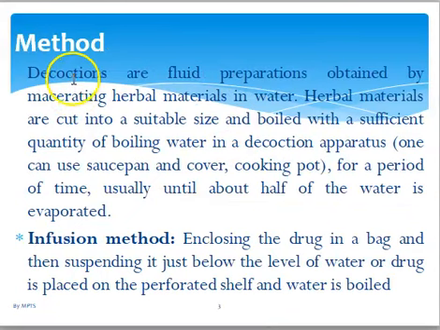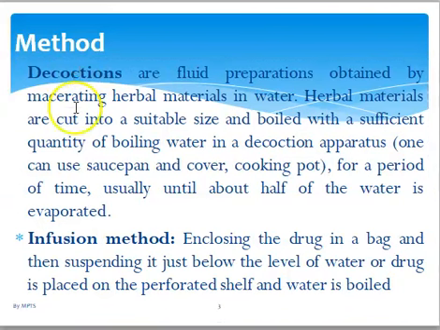Let us define these methods of extraction. What is decoction? This is obtained by macerating the herbal material in water, and the herbal materials are cut into small, sizable pieces. This is a common one which is used by herbalists. The material is cut into sizable particles and then boiled in a sufficient quantity of water in the decoction apparatus for a period of time until it has reduced to half. Of course, you can add more water, then you get your decoction. It has advantages, steps, and disadvantages.